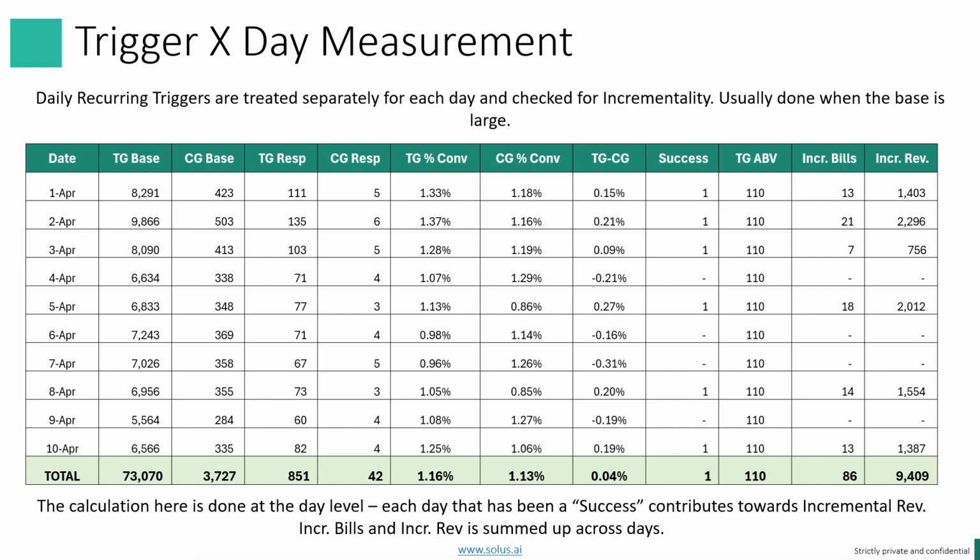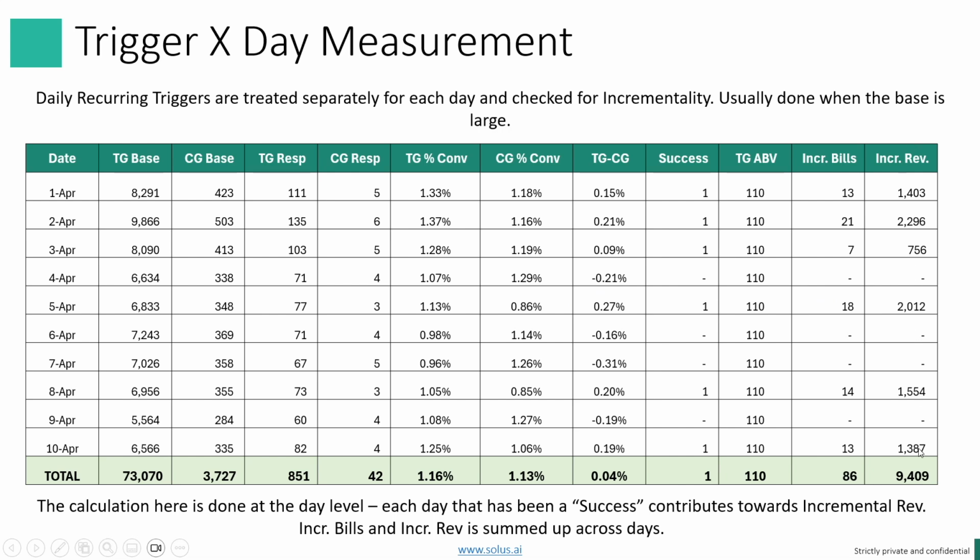The alternate way is trigger cross day, where you first compute incrementality at a day level and then you add it up across all days for that trigger. So you first do this for every single row of computation. Some days will have positive numbers, some days will be failed trigger days where CG did better than TG, and those will be set to 0, and you add it up.